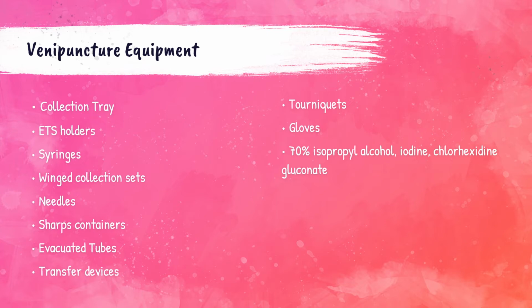Needles, of course, are also needed for phlebotomy procedures. Sharps containers are made from rigid plastic that have a tight fitting and puncture resistant lid and are leak resistant.